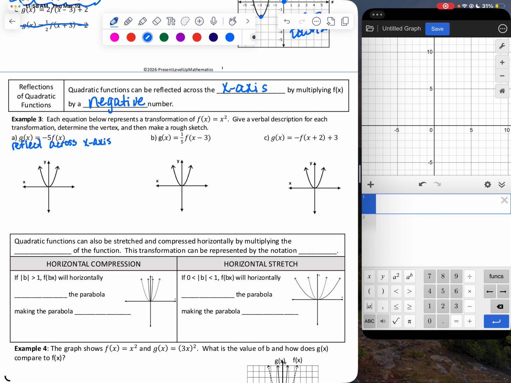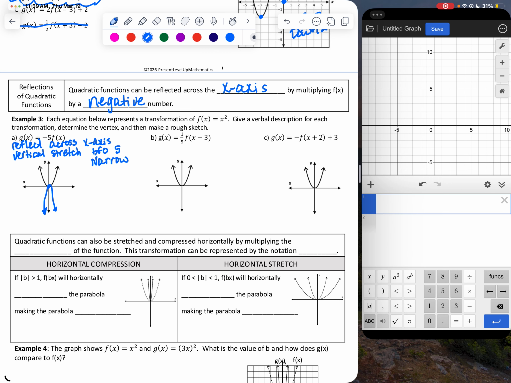And then the 5, when a is greater than 1, it's going to be a vertical stretch by a factor of 5. So that means it's going to be a narrow graph. So we're going to make a rough sketch here. It doesn't have to be anything fancy, but I want you to make a very narrow parabola which opens downward. So I'm just going to put my vertex still at 0, 0, and then I'm going to make a narrow parabola here that opens downward. So that's a rough sketch of that transformation.